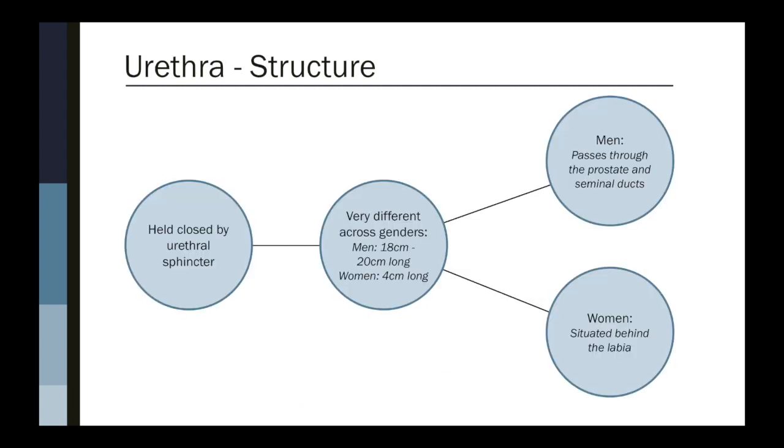The urethra is the final stage of the urinary system and is connected to the bladder and goes to the outside of the body where urine will eventually go and end up. Now, the urethra is held closed by the urethral sphincter and tends to be extremely different across genders.